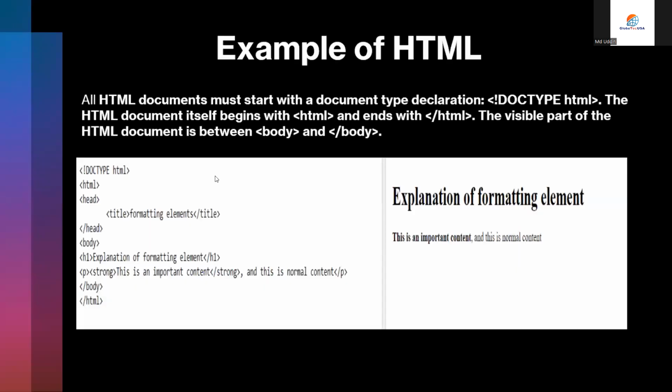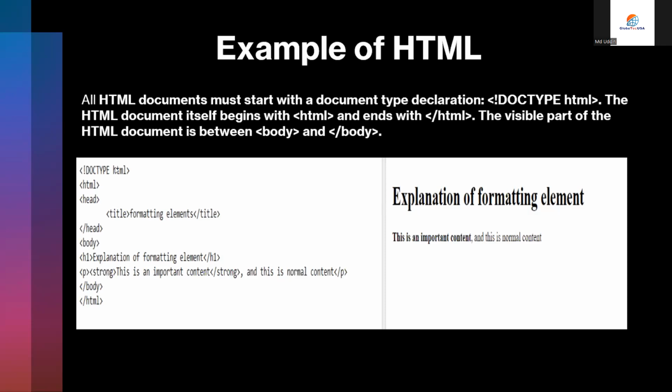So, an example of HTML. All HTML documents must start with a document type declaration, like doctype HTML, right? You should have the declaration. And then the HTML document itself begins with the HTML tag, showing that it's an HTML document, and ends with the closing HTML tag. The visible part of the HTML document is between body and closing body. So there is a report.